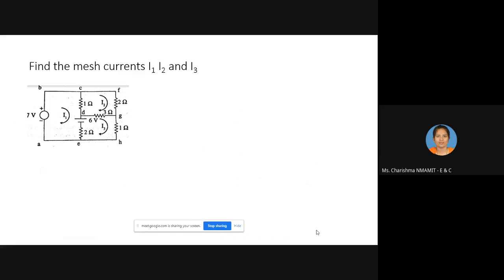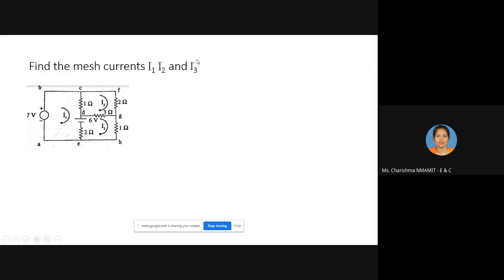Okay, take down the next problem. Find the mesh currents I1, I2, I3. Here you need to find out the mesh currents. So this is I1, I2, and I3.